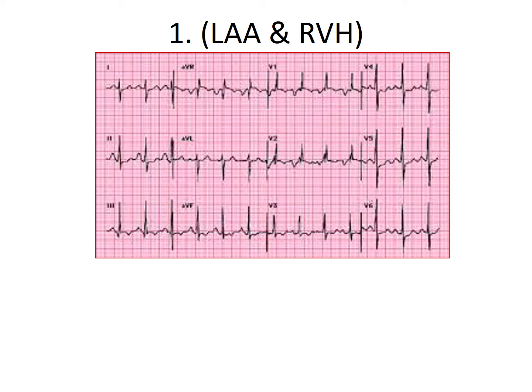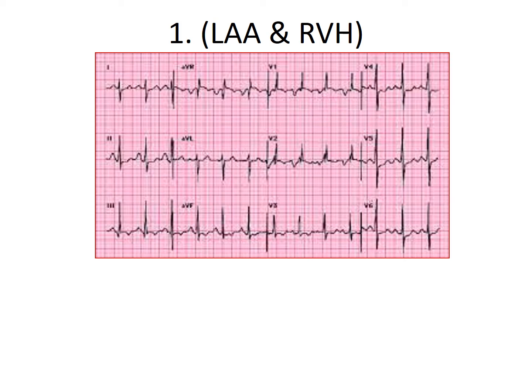P wave can normally be biphasic in V1, but only in left atrial enlargement will the terminal portion be prominent and widely negative in V1. Again, in this ECG, we can see evidence of right atrial enlargement by this tall P wave, or P pulmonale, which is more than 2.5 millimeters in amplitude.